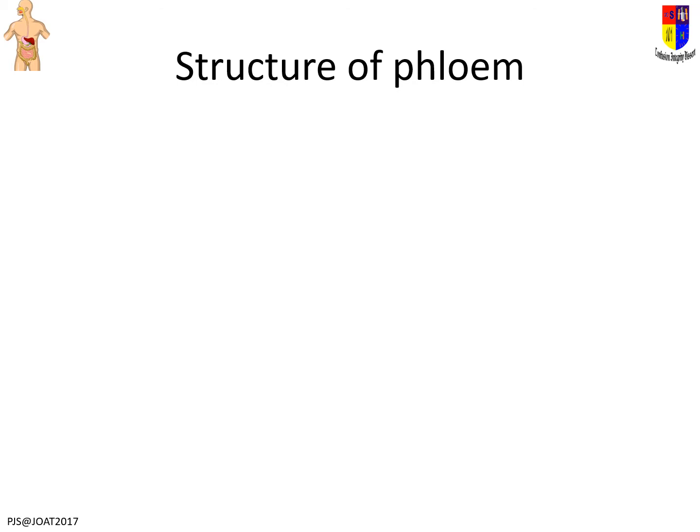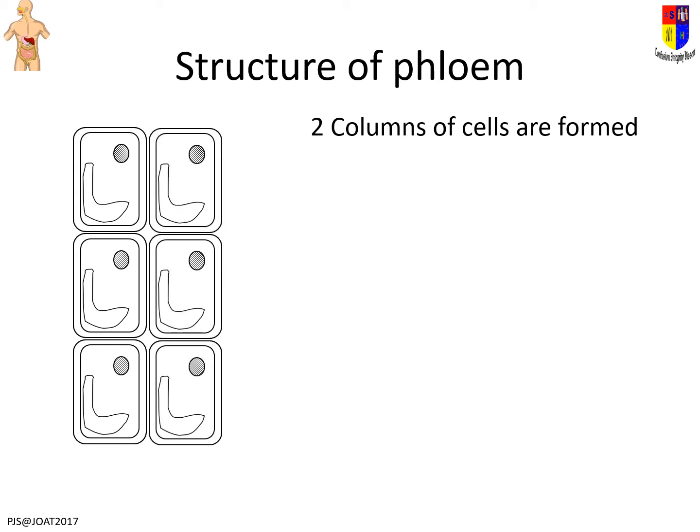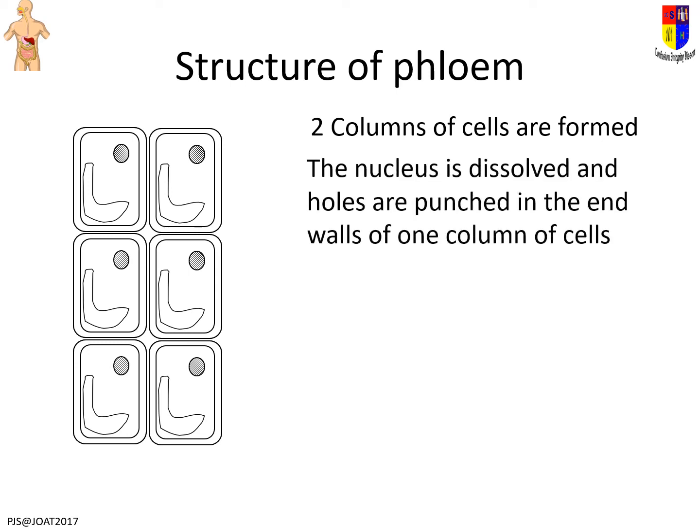So it's a totally different structure, and you need to basically be able to explain or describe the differences between xylem and phloem. So phloem, instead of just being one column of cells to make a tube, you're going to use one column to make a tube, but it's going to be a special one, and then we're going to use a companion column as well. So in the one that's going to do the transport, we get rid of the nucleus and punch out holes.